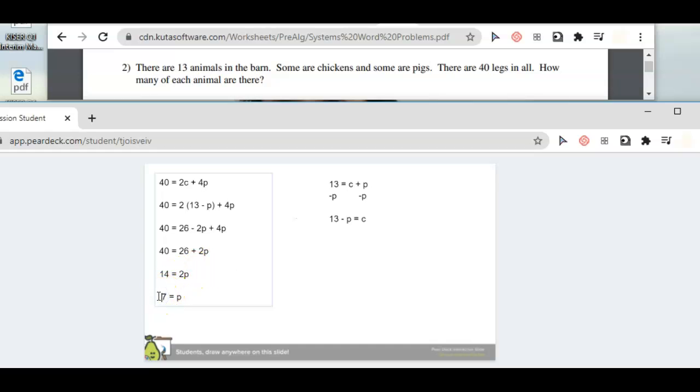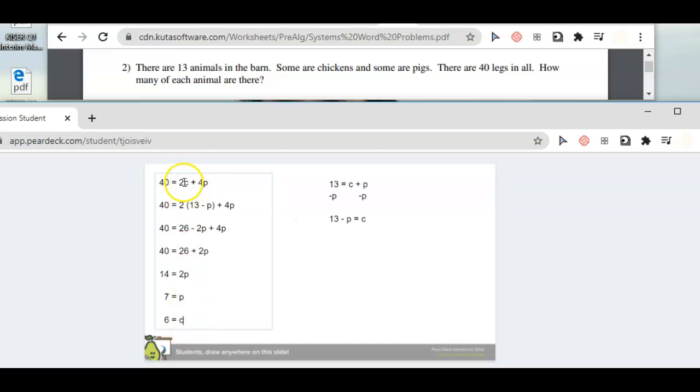Now, when I do these, I always like to check and make sure everything works out. So what was P again? It was the number of pigs. So if I have 7 pigs, and remember, it was a total of 13 animals, that means I have 6 chickens. So first of all, does that work out? 7 plus 6 gives me 13. But I also need to make sure this weird legs equation works out.